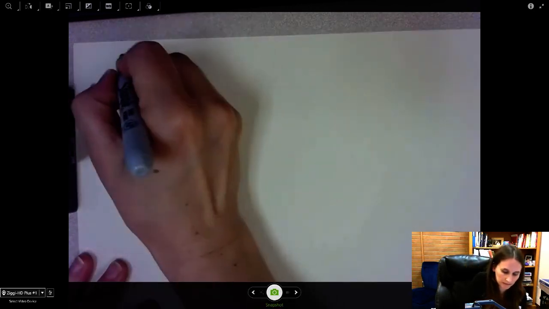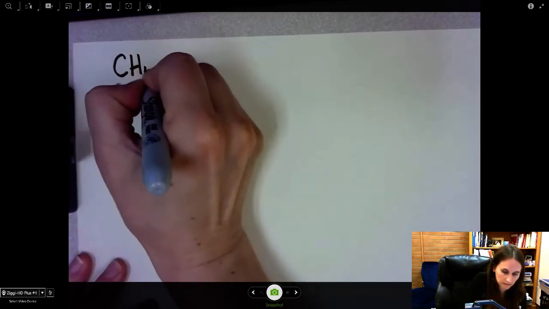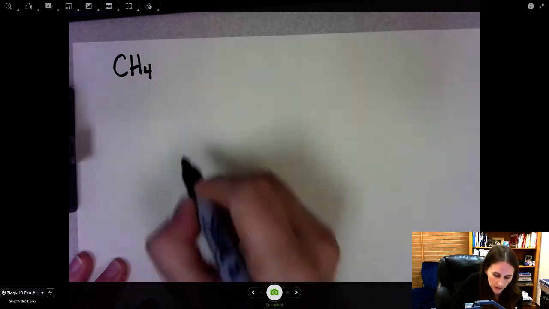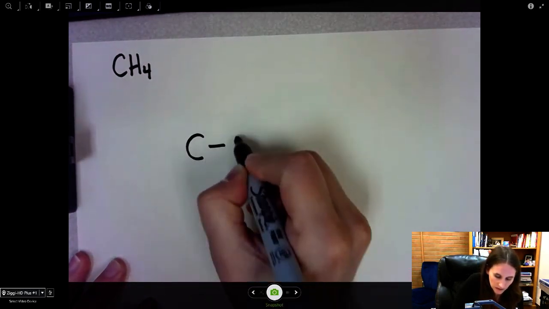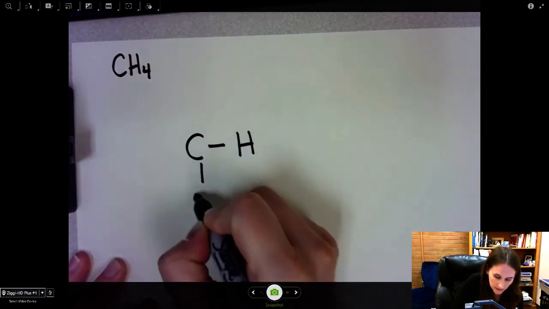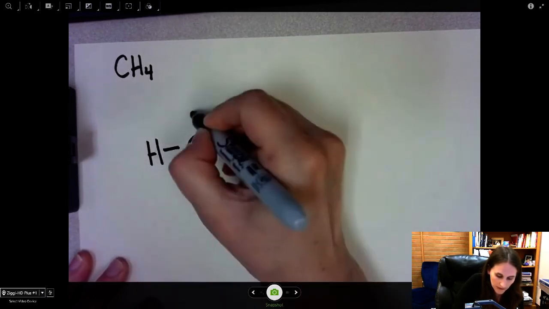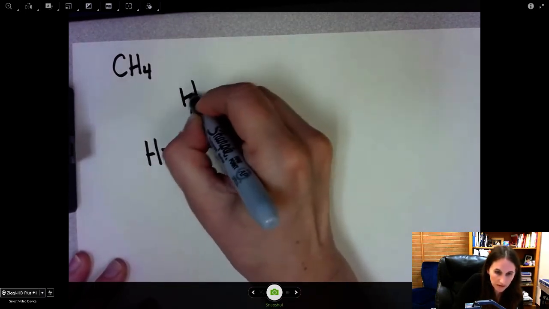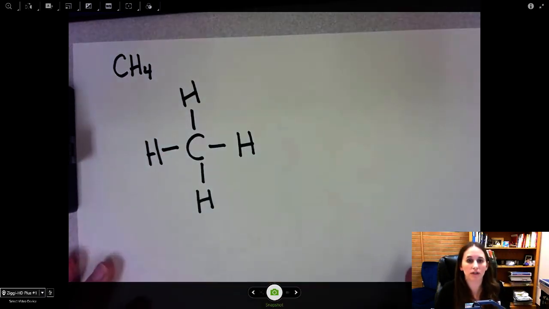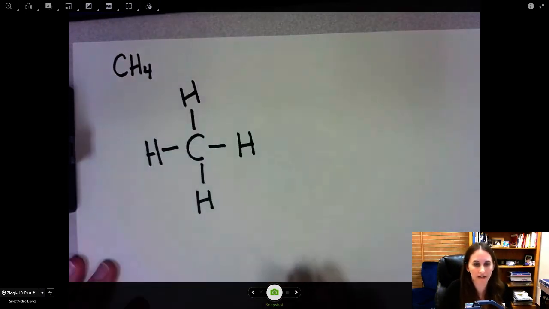So CH4, or methane, has a Lewis structure that looks like this. We have the central atom carbon singly bonded to four hydrogen atoms.